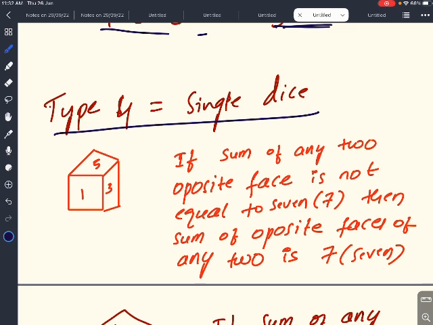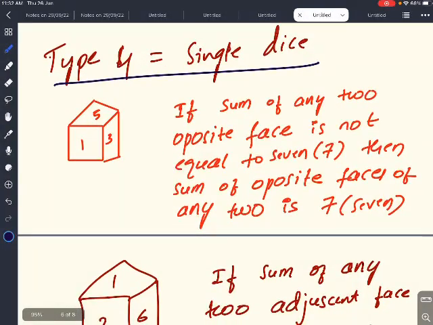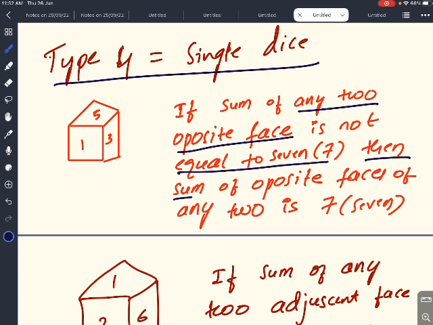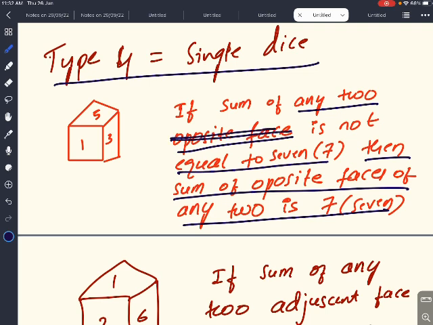You have already seen 3 types: 1 face common, 2 faces common, and the extension part. If they give a single dice, there are only 2 concepts. If they give 1, 5, 3, and the sum of any 2 adjacent faces is not equal to 7, then the sum of opposite faces is 7.